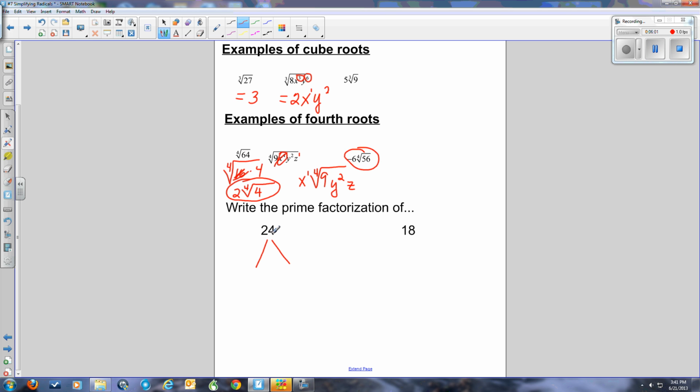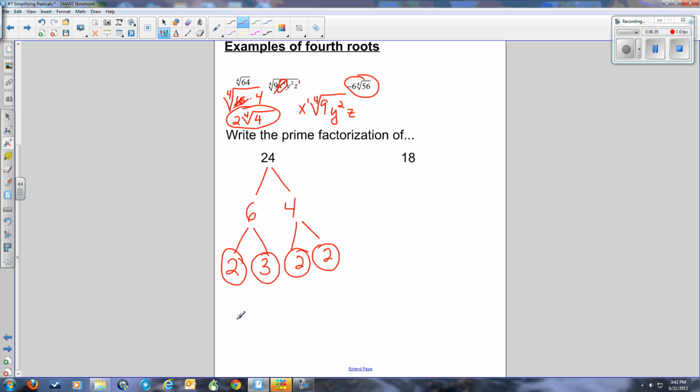So you want to break 24 down into two numbers that multiply to give you 24. Pick any two. I'm going to choose 6 and 4. Are either of those numbers prime numbers? No. I can divide them by other things besides 1 and itself. So I'm going to break them down again. 6 I can write as 2 times 3. And 4 I can write as 2 times 2. These numbers, 2, 3, and these 2's, are all prime. They can only be divided by 1 and itself.